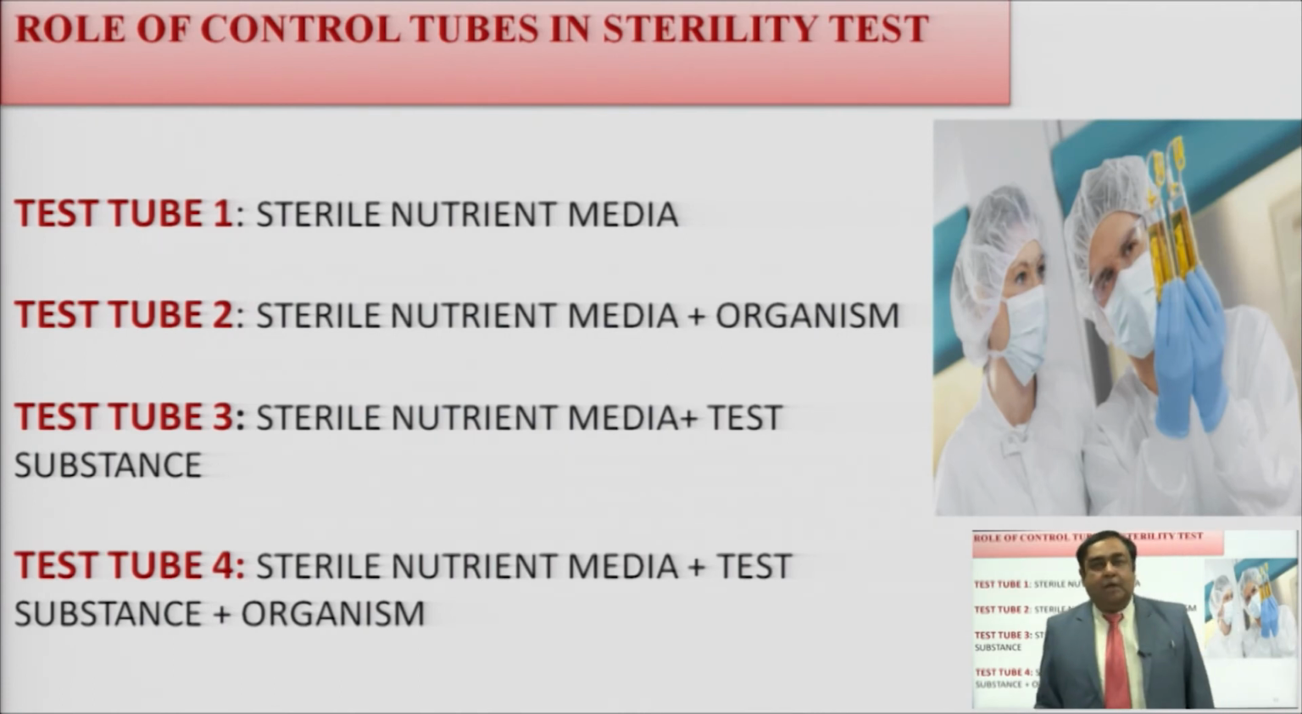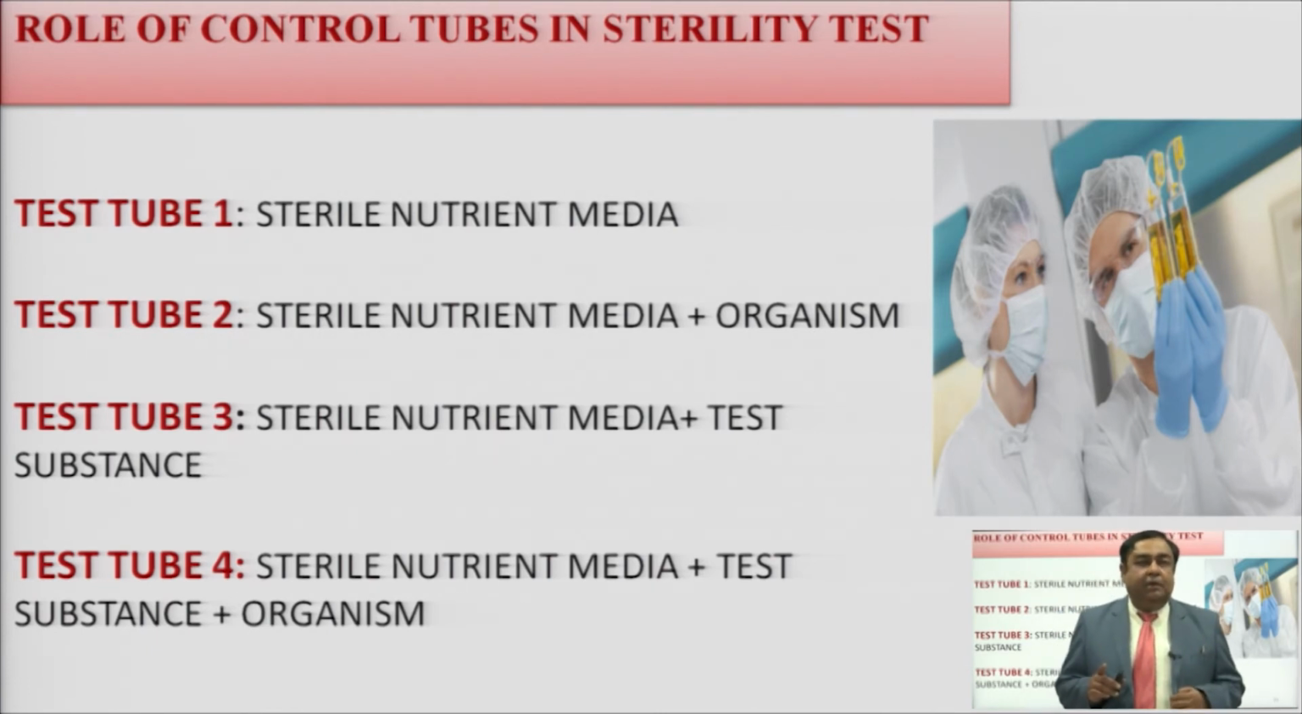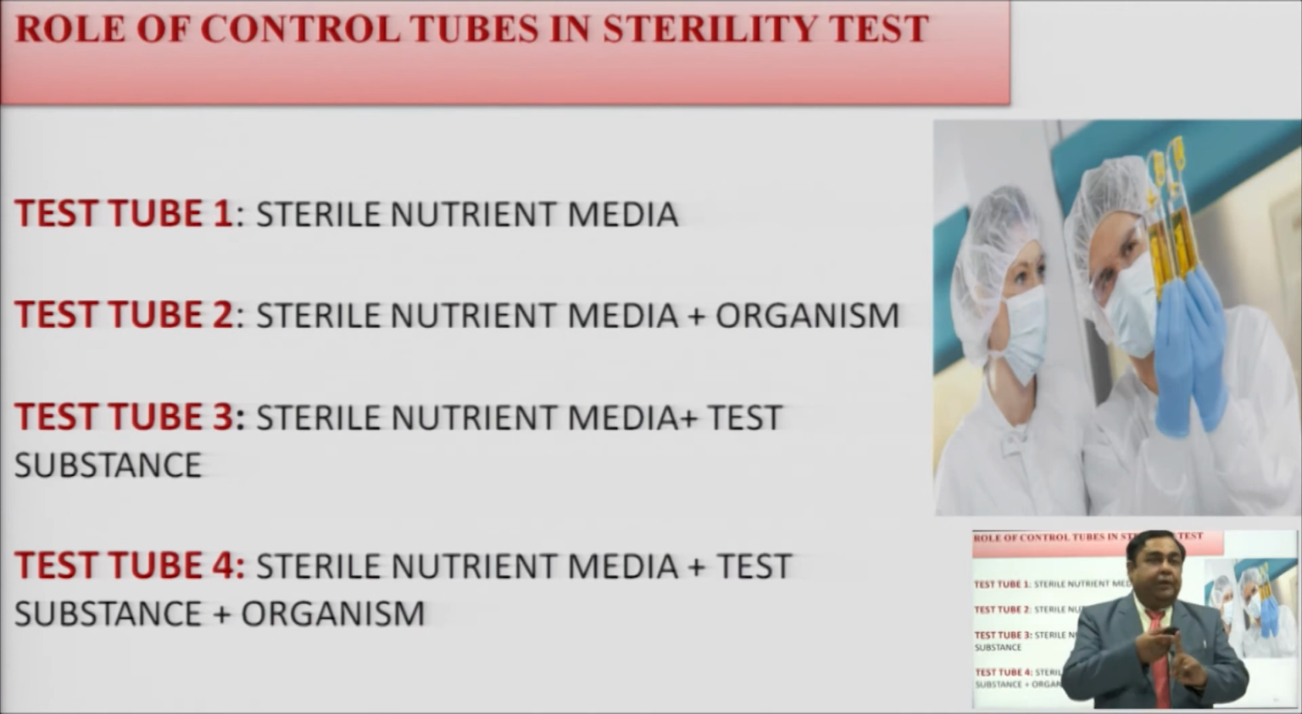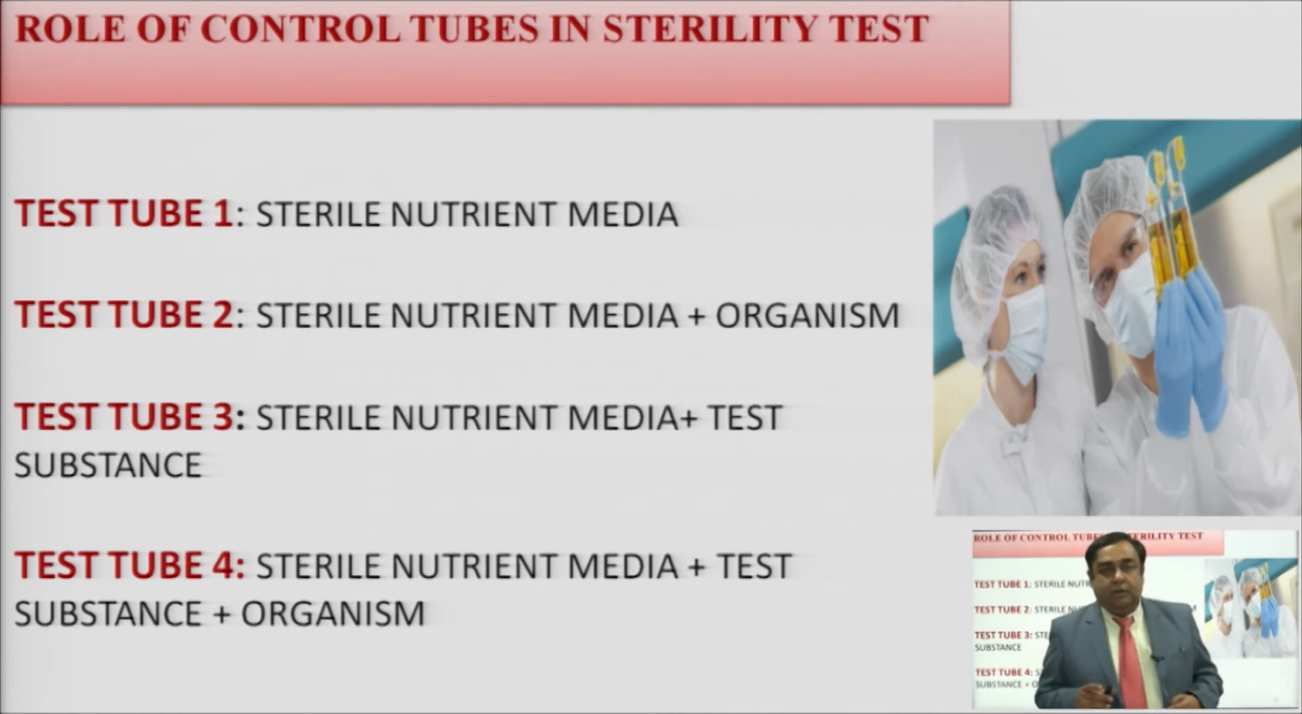You have to take the control tubes. Sterile nutrient media: ideally it should be sterile, no turbidity should be produced. If turbid, it means the media has not been properly sterilized. Sterile nutrient media plus organism: ideally it should be turbid because the organism should be growing. If accidentally it is clear, it means the media is not nutritionally full or supplemented.